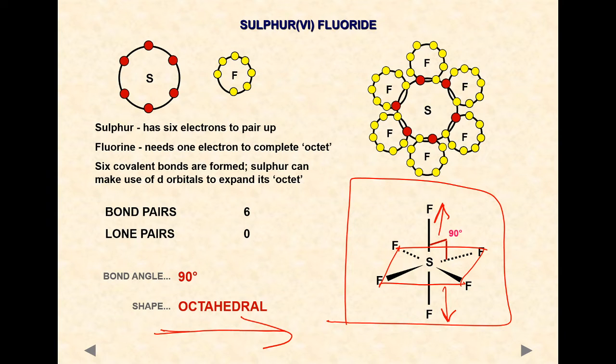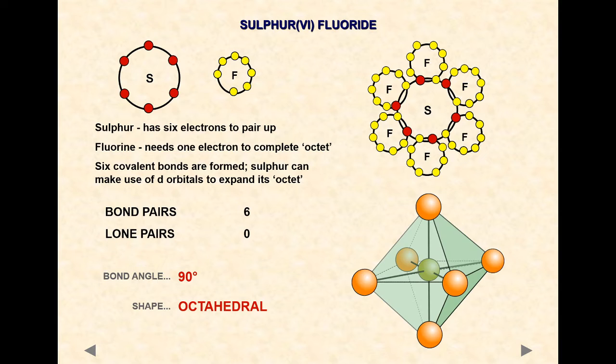So basically, this is how an octahedral looks like. An octahedral will look like this. Now, what we're discussing is the shape of the molecule with regards to only lone pairs.